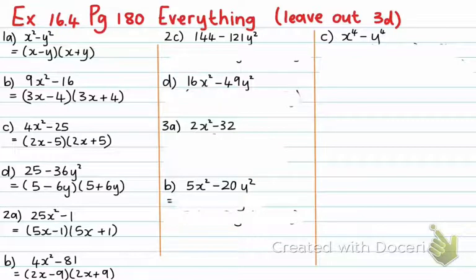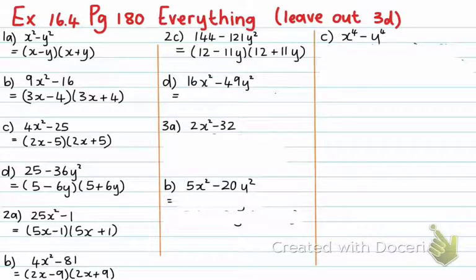Let's look at question 2c. 144 minus 121y squared. There's nothing that I can take out common between those two terms, so I can use difference of squares because it is a difference and it is two square numbers. All right, so it will factorize into two brackets, one a positive, one a negative. Now you take the square root of 144, and that is 12. So 12 is the first term in both your brackets. And then you take the square root of 121y squared, and that will be 11y. So 11y is the second or last term in both your brackets.